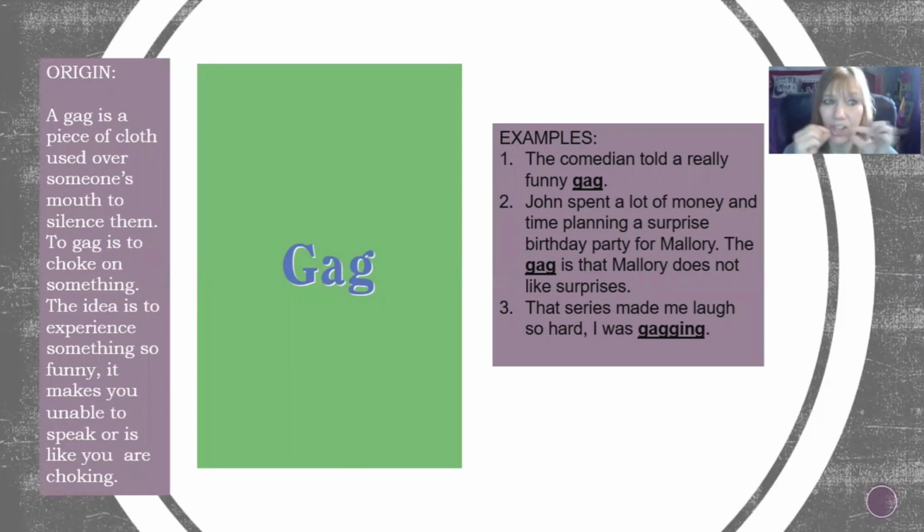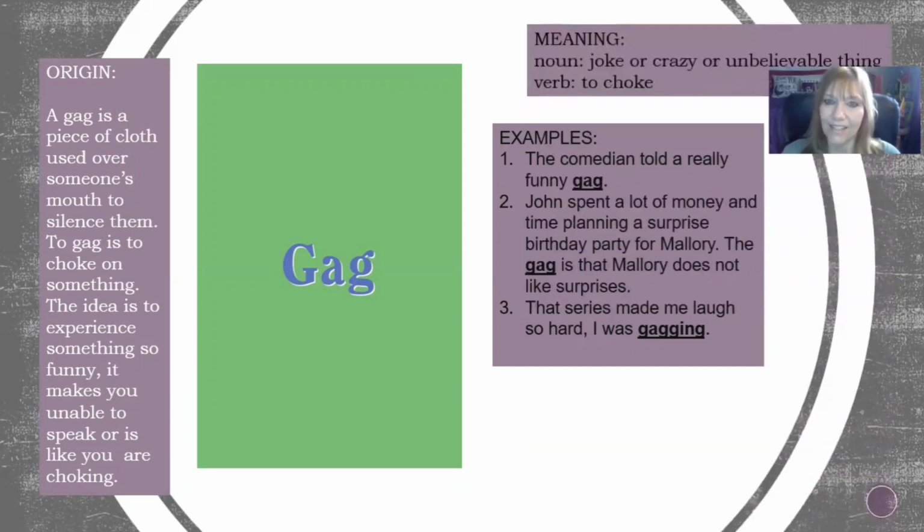A gag is a piece of cloth that is used over someone's mouth to silence them. It's kind of awful, you know, to be gagged. It's what you would see on TV or whatever when someone's been kidnapped. They're gagged. And to gag also means to choke on something. So say you're eating something and you're choking, you're gagging. You can't breathe, right? So the idea is to experience something that's so funny that it makes you unable to speak, or it's like you're choking. So then the meaning of it is, it means a joke.